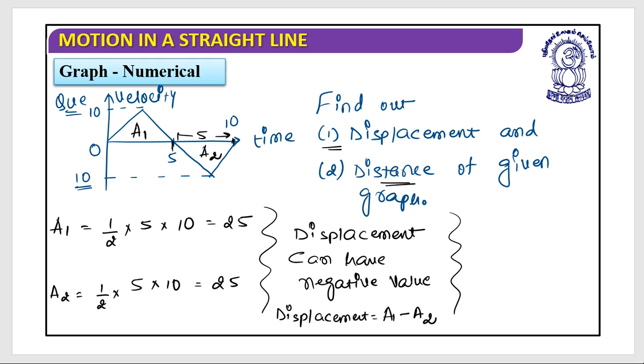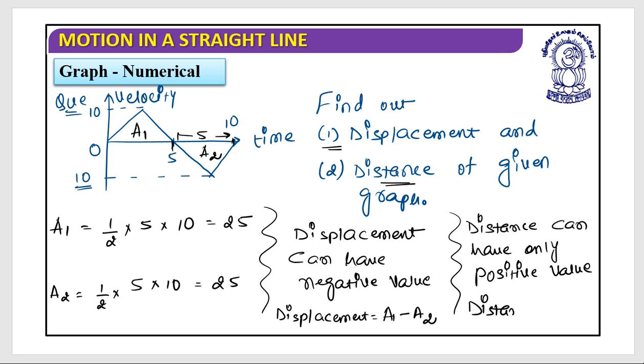Now I will ask the same question for the distance. Can distance possess a negative value? Or could distance be either zero or positive only? What would be your answer? Yes, distance can have only positive values. So distance would be A1 plus A2, because distance could not be negative.